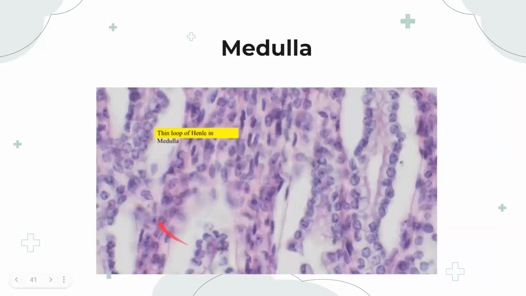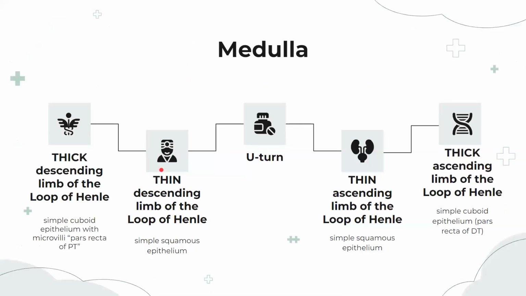Okay, so this is the medulla. You have lots of loops of Henle here. This right here would be the U-turn portion of the loop of Henle where it's getting twisted. This right here is the loop of Henle. As you can see here, these cells would make the border of the loop of Henle.